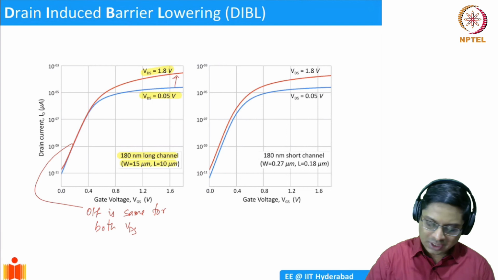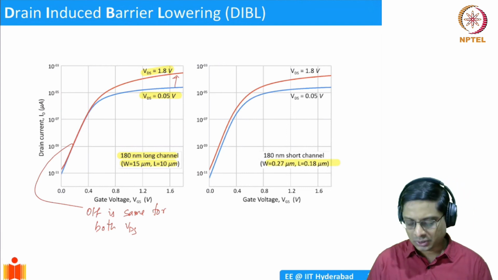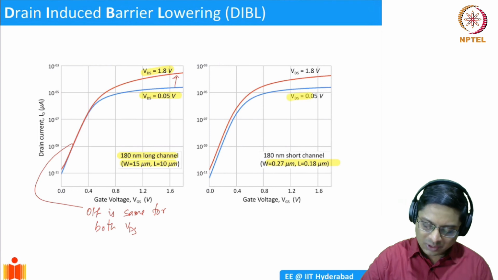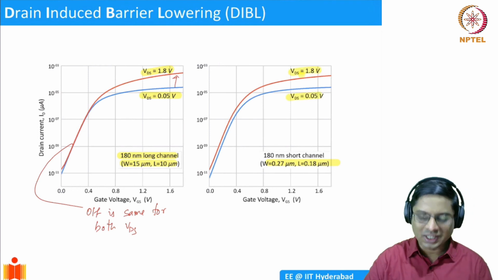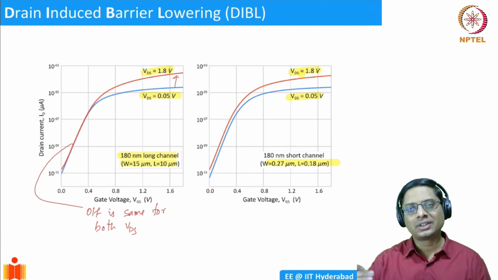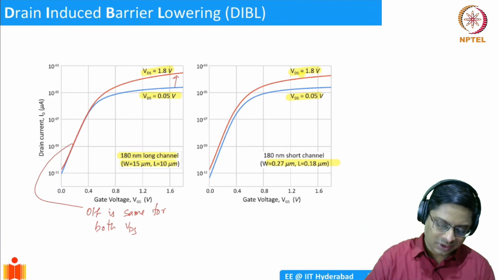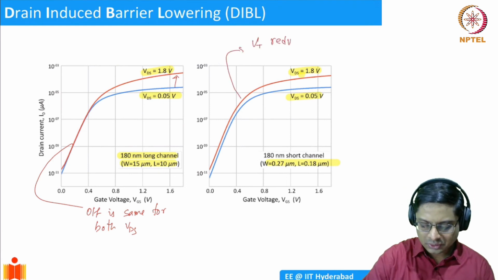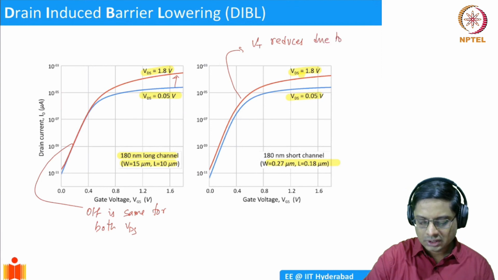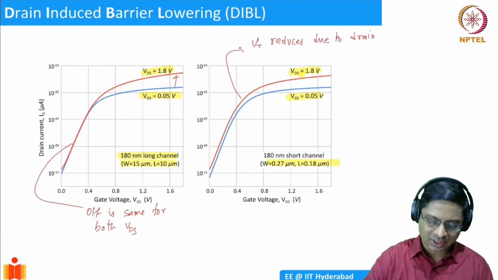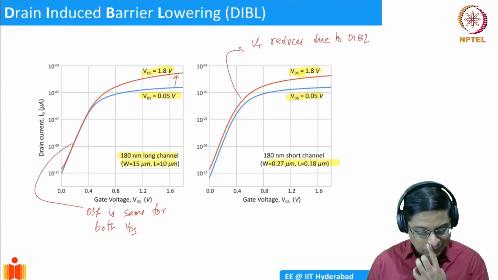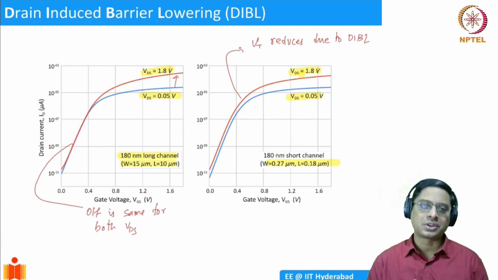But the moment you go to a short channel device, which is 0.18 micron technology, 0.18 micron length, what should happen? Well, you have the lower VDS ID-VG, and then if you go to the higher VDS, because of the drain bias, the barrier is lowered, and because of which the VT has shifted. VT reduces due to drain-induced barrier lowering, or I'll call it DIBL straight away. So this is another feature that is noticed in short channel devices.